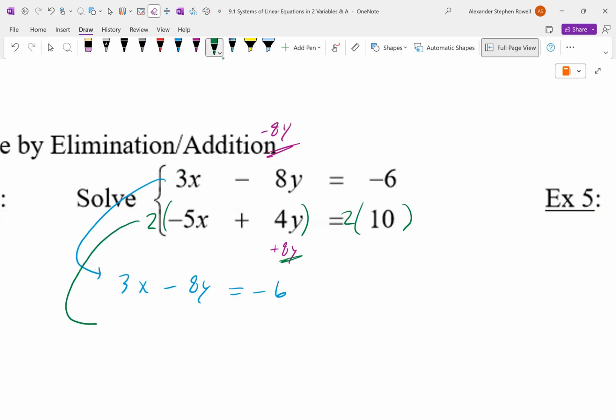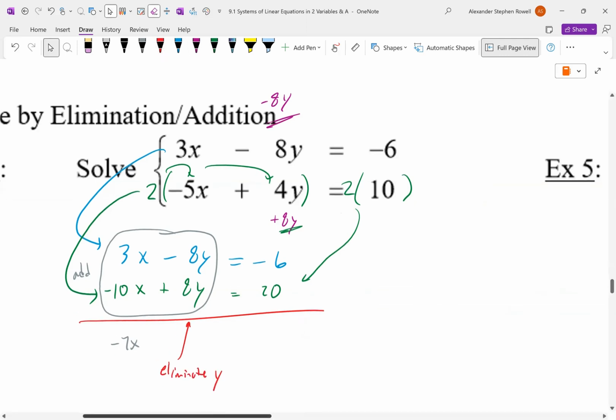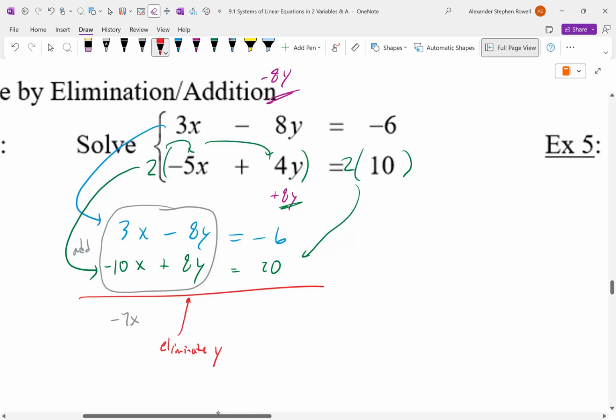And the second equation changes when I multiply both sides by 2. And what does it become? Negative 10x plus 8y is equal to 20. So now we've created a scenario where I can add the sides of the equation together. If I add this side together, then I get negative 7x and the 8y's cancel. We eliminate the y variable by design.